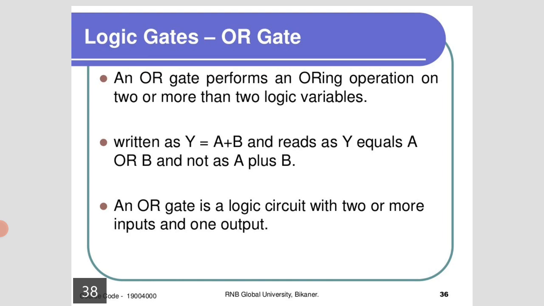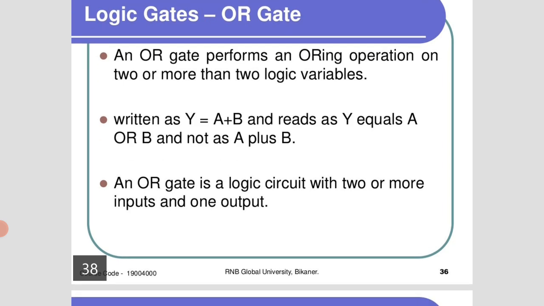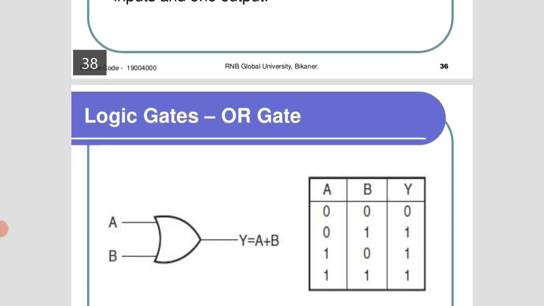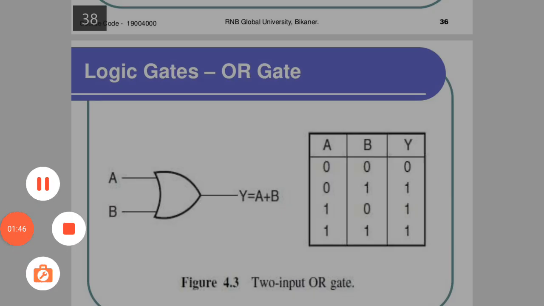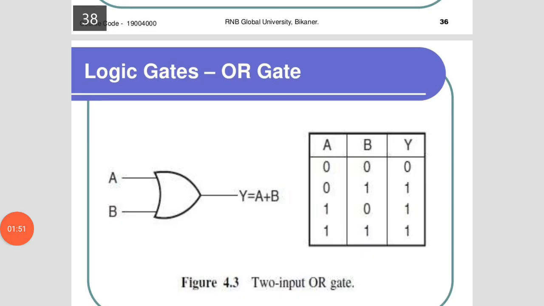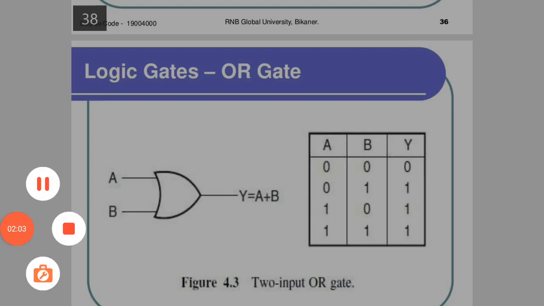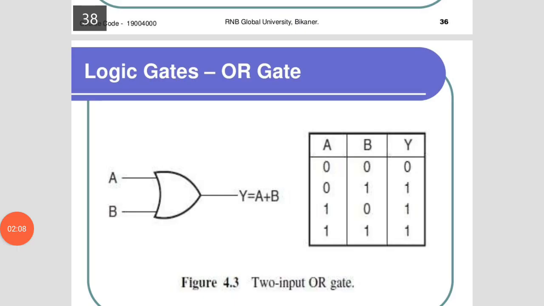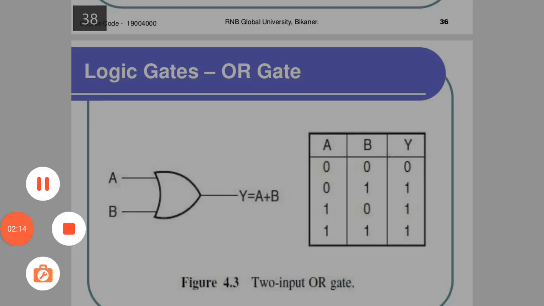An OR gate is a logic circuit with two or more inputs and one output. The OR gate symbol has two inputs, A and B, and one output Y, where Y is equal to A plus B. A is one input of the OR gate and B is the second input. So Y equals A plus B is the output of the OR gate.